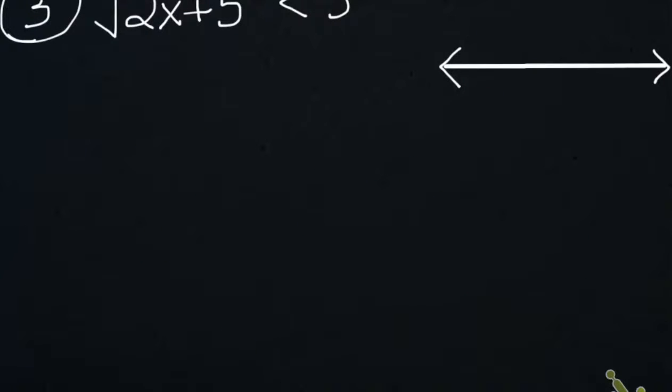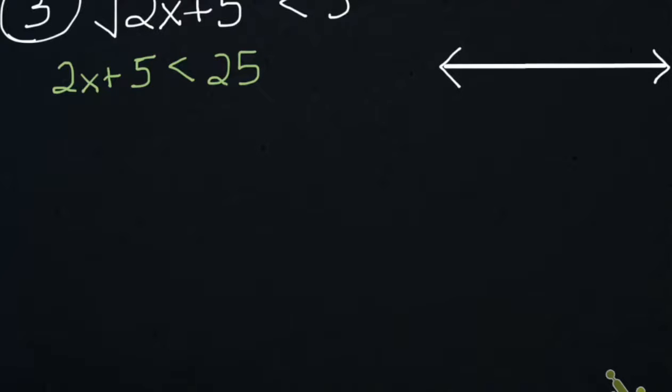Number 3. Is the radical by itself? Yes. So all we have to do is raise it to the power. Because it's a square root, I square both sides. When I square it, the square and the square root cancel, leaving 2x plus 5, all the stuff inside the radical. That's going to be less than 5 squared. 5 squared is 25.